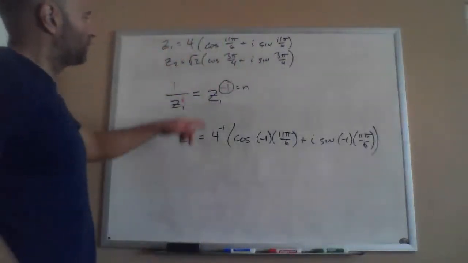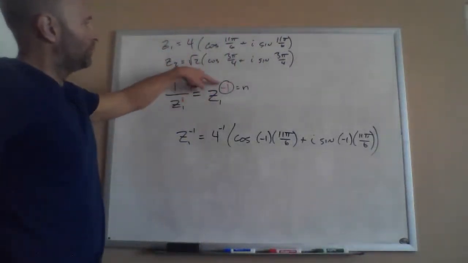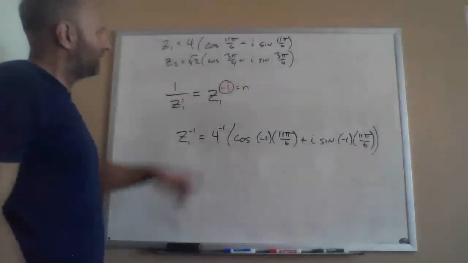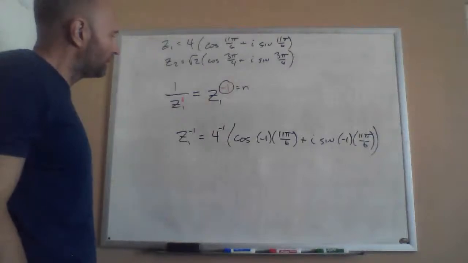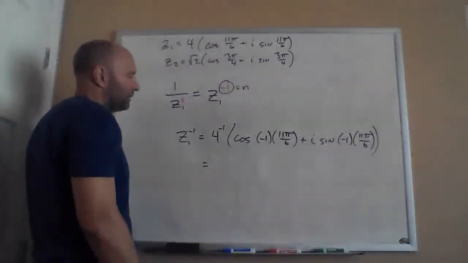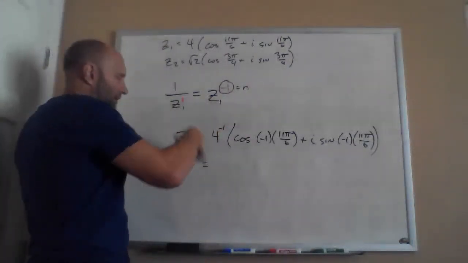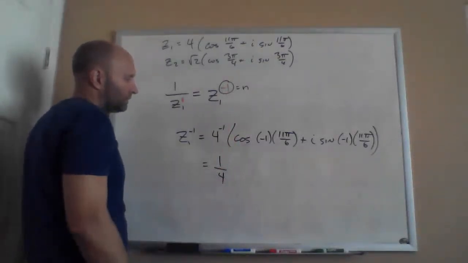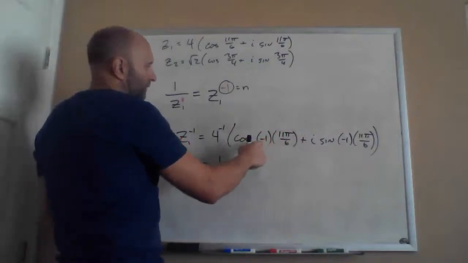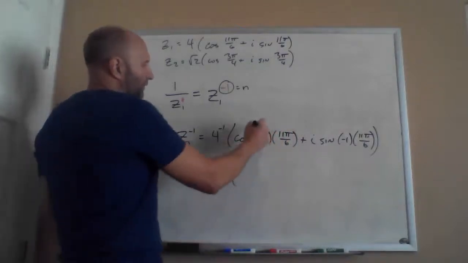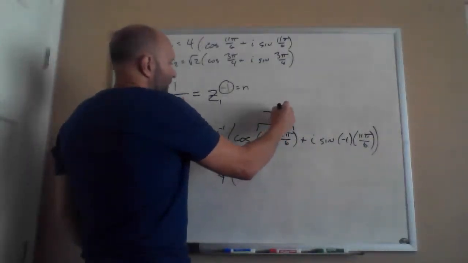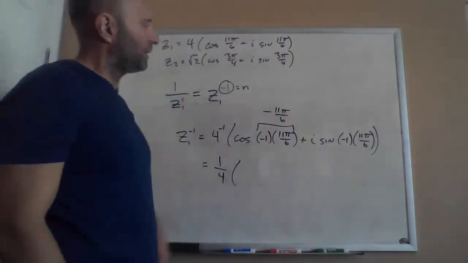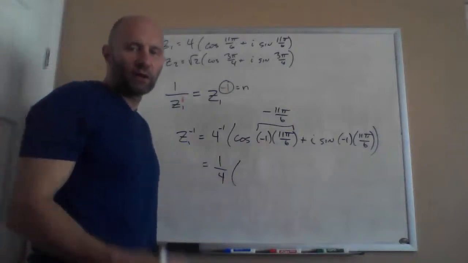So De Moivre's theorem is when we have a polar number to an exponent, then we have the formula that we can use. And in this case, our exponent is just a negative 1. So simplify this. 4 to the negative 1, get rid of the negative exponent, 1/4. And then simplify this. We have negative 1 here. So this guy becomes what? Negative 11 pi over 6.